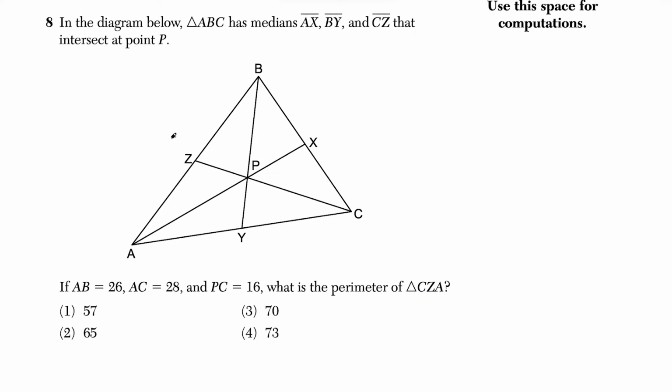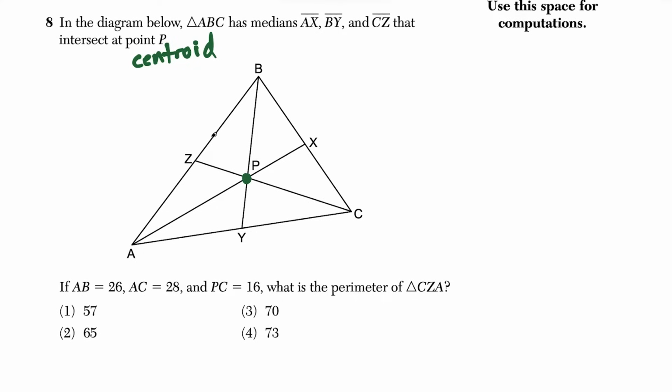Question 8: in the diagram below, triangle ABC has medians AX, BY, and CZ that intersect at point P. Now just know the intersection of the three medians, that point is called the centroid. And what the centroid does is it breaks the medians into a ratio of 2 to 1. So this is the longer piece here. This piece is going to be twice as long as this piece over here. And the same thing is true for the other medians.